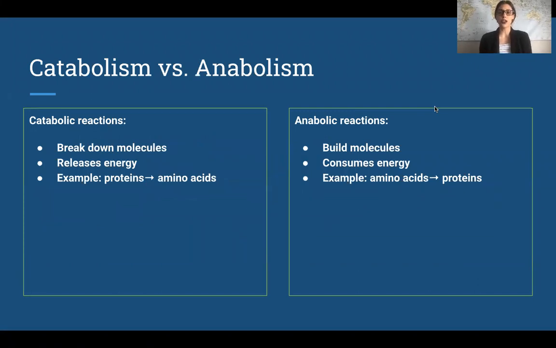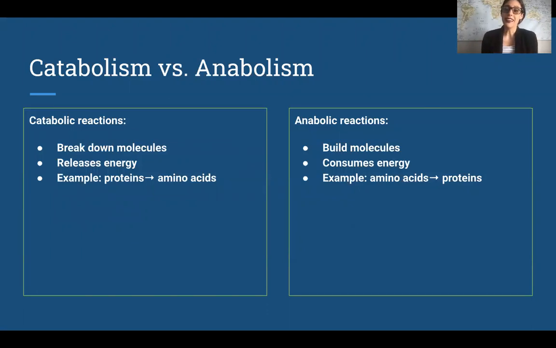There's two different forms of metabolism, those being catabolism, performed by catabolic reactions, and anabolism, performed by anabolic reactions. There's a few differences between these two, the first being what they do to a molecule. With catabolic reactions, these are going to be breaking down molecules. In other words, we're going to take a larger molecule, and we're going to be breaking it down into much smaller units.